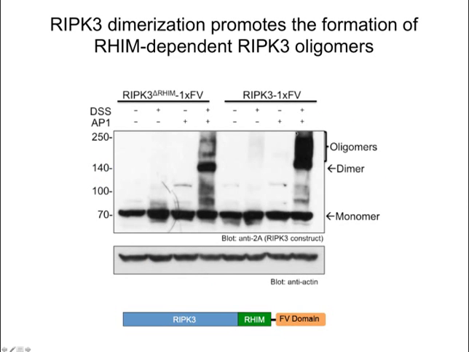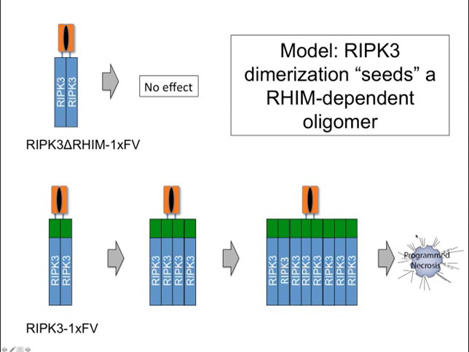The cell death that we saw when we dimerized RIP3 was associated with the formation of RIP3 oligomers, and these oligomers were in fact RHIM dependent. So when we used versions of RIP3 that lacked the RHIM domain, we eliminated the formation of these oligomers. And this is consistent with current models of how RHIM domains and how RIP3 function. So RIP3 has been demonstrated to activate by forming these oligomers.